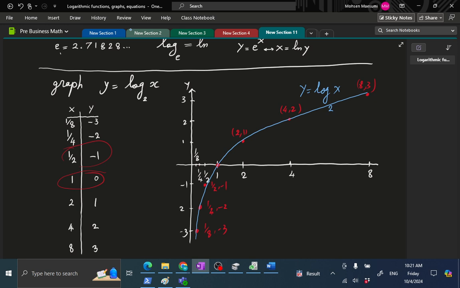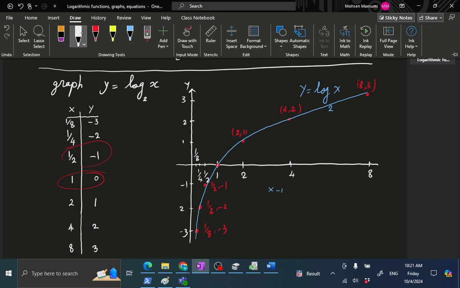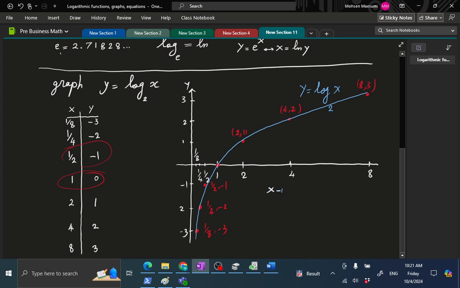Okay, so let's record what we see here. We have seen the x-intercept. Let me write in white. X-intercept is at 1. This is the x-intercept.